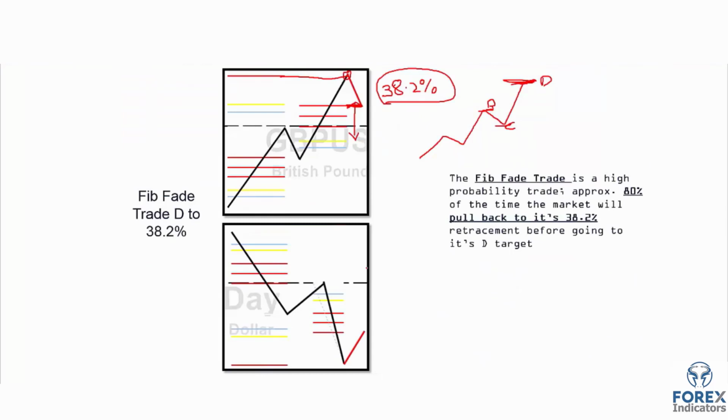And obviously, when you're looking at a downtrend, it's going to be the opposite. So you hit the D target, and then we're looking for the pullback up to here at the 38.2.